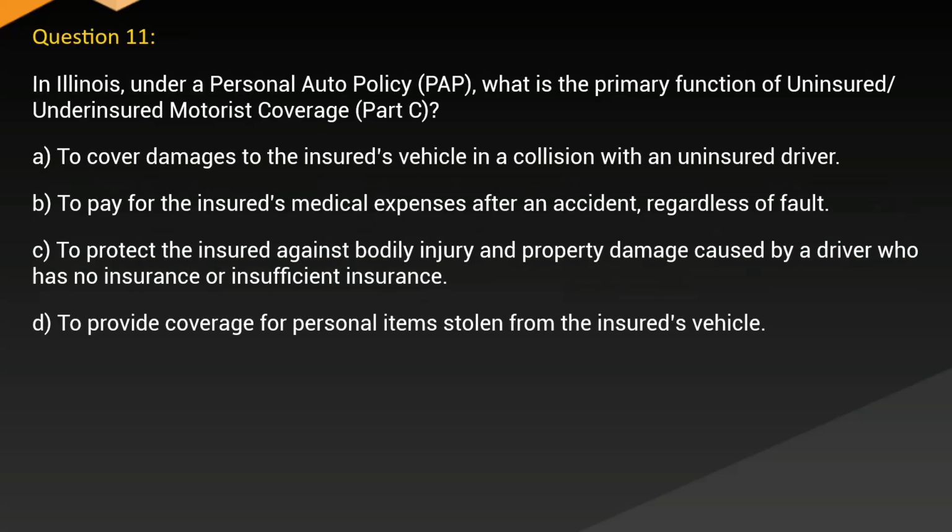Question 11. In Illinois, under a personal auto policy (PAP), what is the primary function of uninsured/underinsured motorist coverage, Part C? A. To cover damages to the insured's vehicle in a collision with an uninsured driver. B. To pay for the insured's medical expenses after an accident, regardless of fault. C. To protect the insured against bodily injury and property damage caused by a driver who has no insurance or insufficient insurance. D. To provide coverage for personal items stolen from the insured's vehicle.